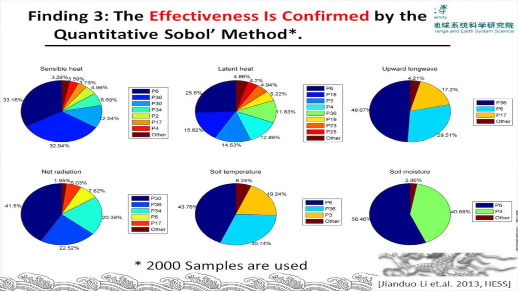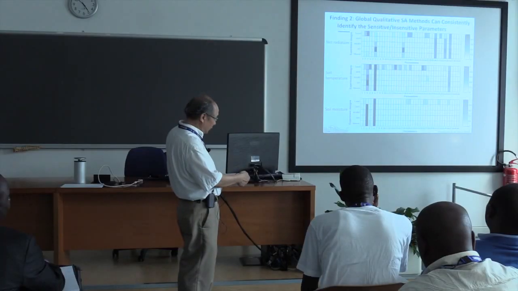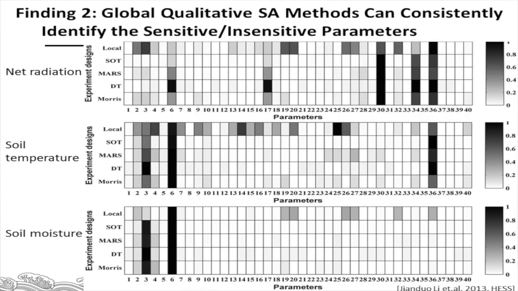If you look at these two here, soil temperature and soil moisture, you can see soil temperature has only 2 important parameters, and soil moisture has 3. Soil temperature is actually pretty much consistent with these quantitative methods.